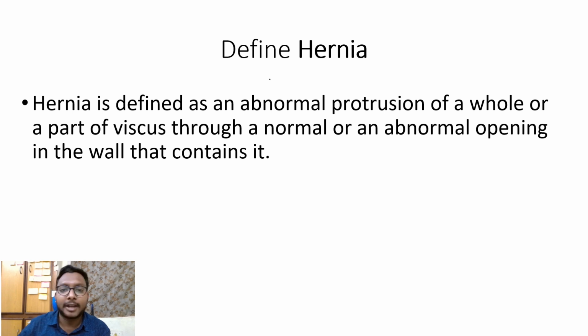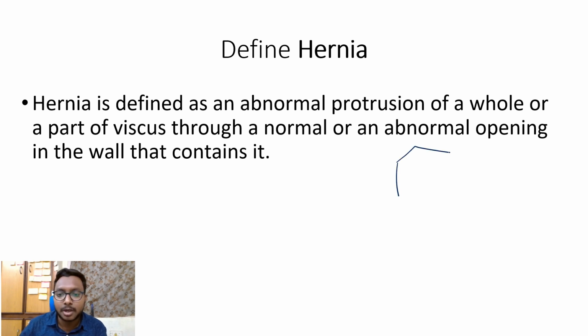What is hernia, or define hernia, when an examiner asks you? We don't have the privilege of changing even a single word when we are learning the definitions. So hernia is defined as an abnormal protrusion of a whole or a part of a viscus through a normal or an abnormal opening in the wall that contains it.